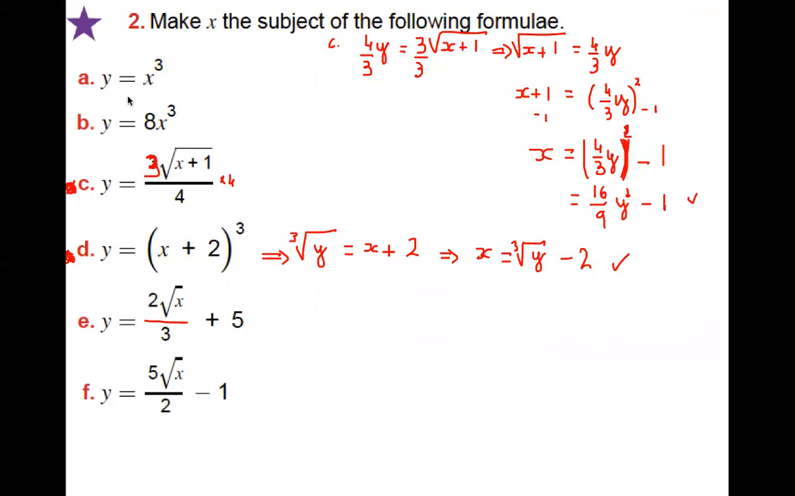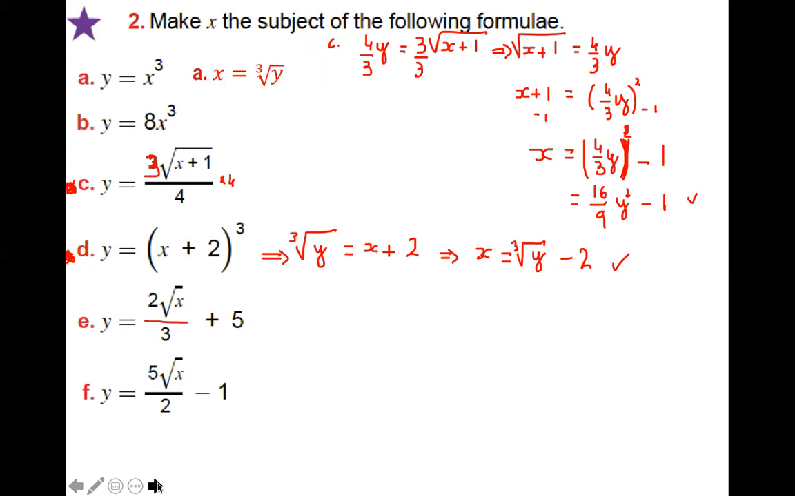So for the first one, I've got y equals x cubed. So to get rid of something put to a cube, I need to cube root it. So then that would mean x equals cube root of y. That would be my first answer. Okay.